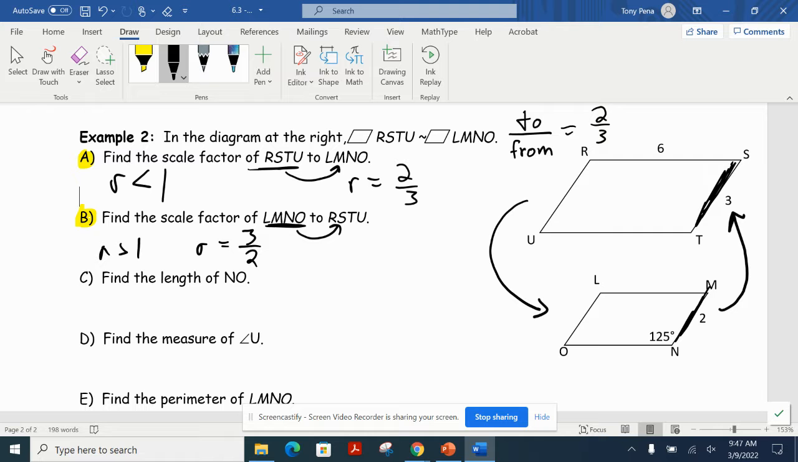All right, C. Also, these are on our quiz. Find NO. See if you remember what we were doing all last week to find the length of NO. So this is the guy we want, so we'll call that our X. Figure out what length that has.